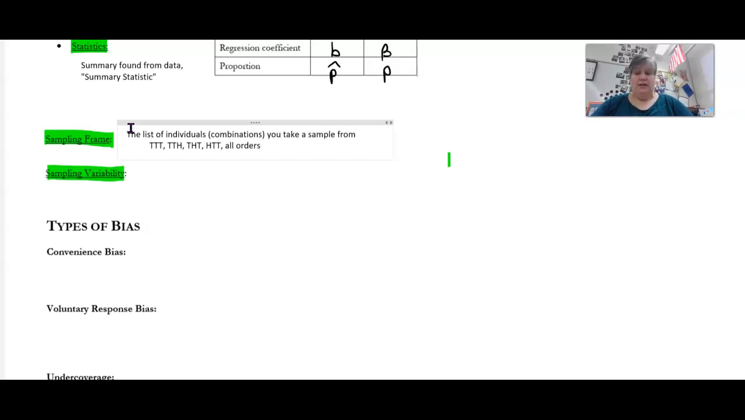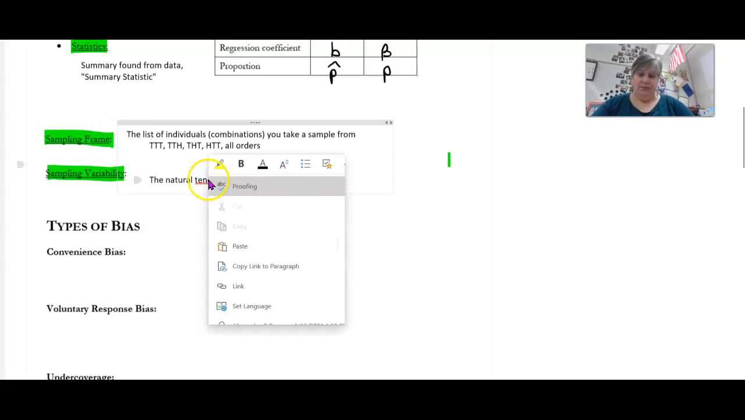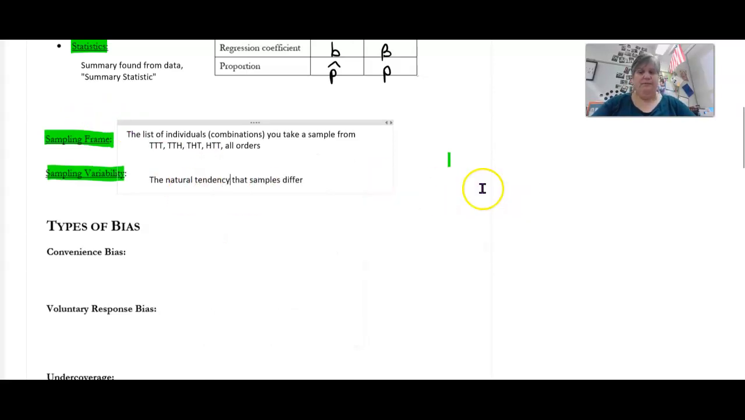Okay, sampling variability. This is the natural tendency that samples differ.